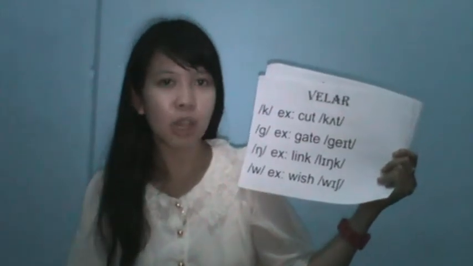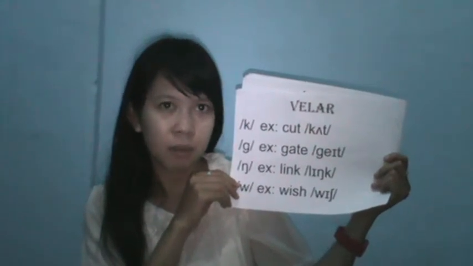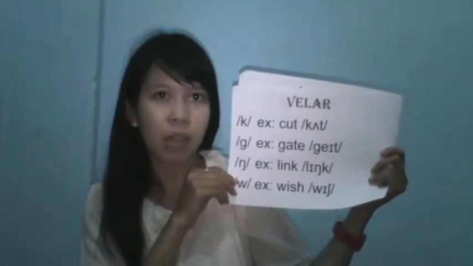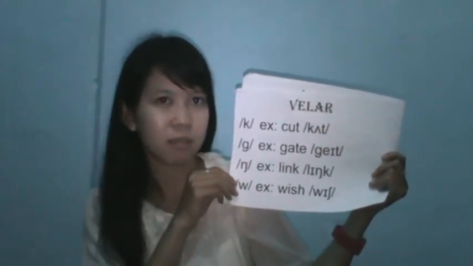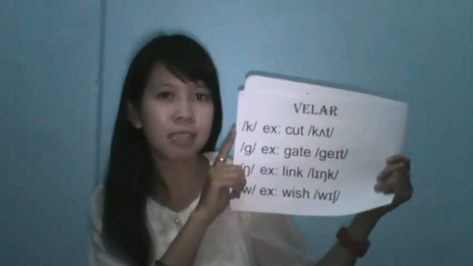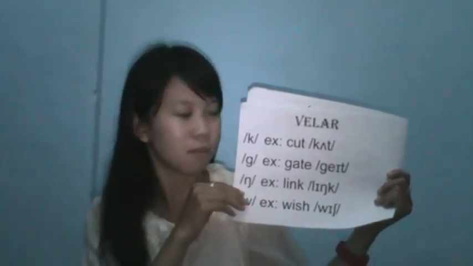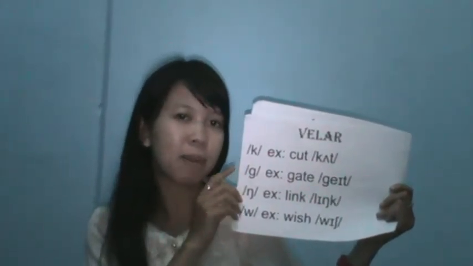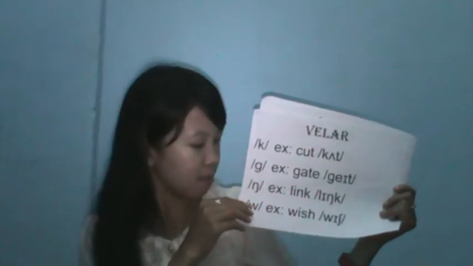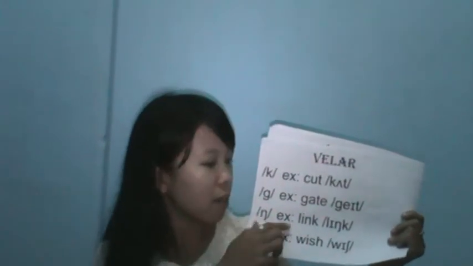Okay. Next, we are going to the velar. Velar is touching the back of the tongue to the velum. For example, the k sound. The example of the k sound is cut. And then the g sound. For example, gate. And then the ng sound. For example, link.